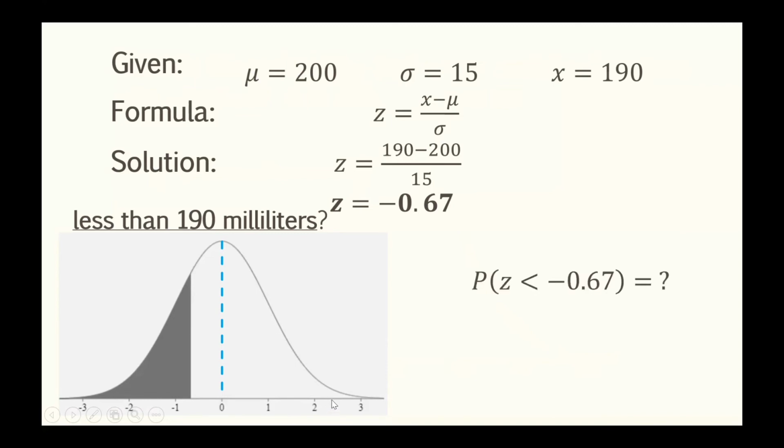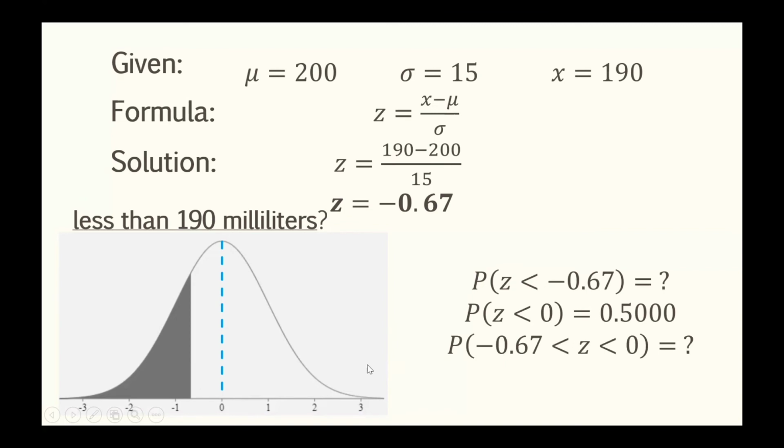So we have to get the probability because yung tinatanong, the probability that a cup contains less than 190 milliliters. So first, we have to get the probability of this. But before that, we have to take note that the probability from 0 to the left is 0.5 or 0.50. So yung kalahati ng normal curve ay 0.50. We are going to get also the probability from negative 0.67 to the mean or to 0.